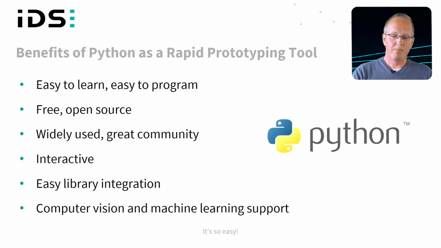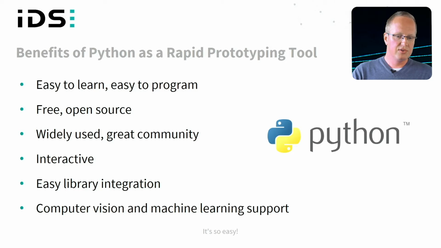Why Python? Python is a programming language that's very easy to learn. So if you know any programming at all, you will be able to pick it up very quickly. It's free, it's open source, free even for commercial use. It's very widely used, has a great community, so there are lots of examples, tutorials, documentation available online. It's an interpreted language, not a compiled one. So you can just start typing, start programming, and immediately see the results. So you can program interactively, which is exactly what we want when doing rapid prototyping.